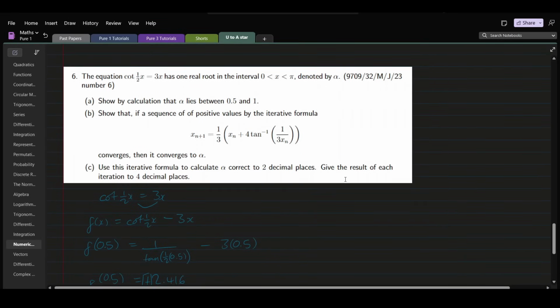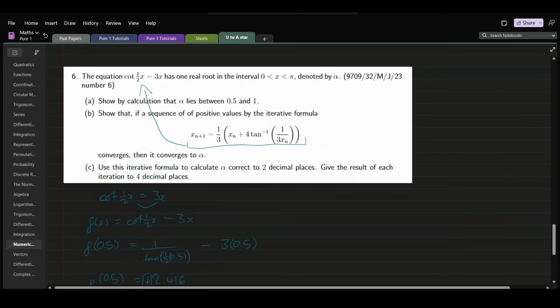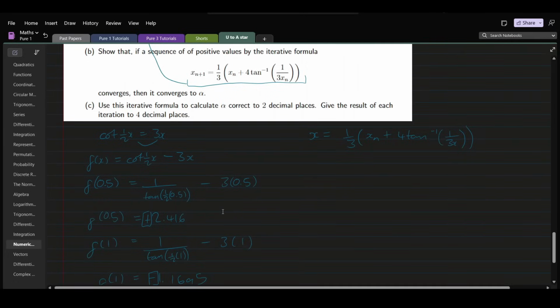Part B, show that if a sequence of positive values by the iterative formula xn plus 1 is equal to 1/3 times xn plus 4 arctan of 1/3 xn converges, then it converges to alpha. Okay, so this is just a fancy way of saying that show that this equation simplifies to give this equation. So if we remove all the n's and n's plus 1, that is x is equal to 1 over 3, then we have a bracket, that's x plus 4 arctan of 1 over 3 x, and then let's close our brackets. And we have to show that this equation simplifies to the equation we were given in this term of the question.